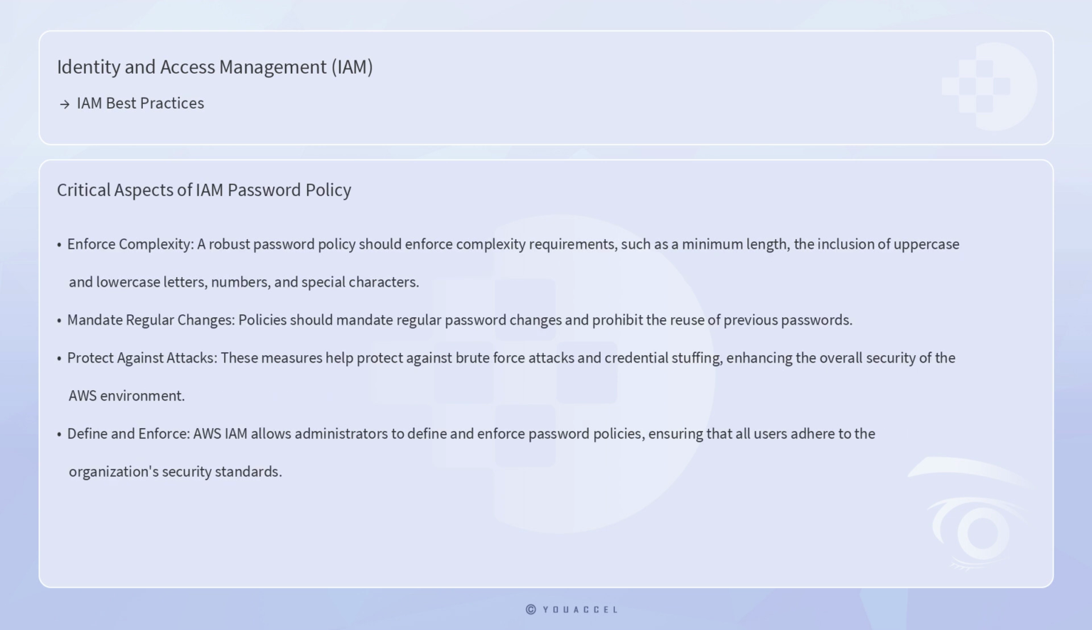Implementing a strong password policy is another critical aspect of IAM best practices. A robust password policy should enforce complexity requirements, such as a minimum length, the inclusion of uppercase and lowercase letters, numbers, and special characters. Additionally, policies should mandate regular password changes and prohibit the reuse of previous passwords. These measures help protect against brute force attacks and credential stuffing, enhancing the overall security of the AWS environment. AWS IAM allows administrators to define and enforce password policies, ensuring that all users adhere to the organization's security standards.